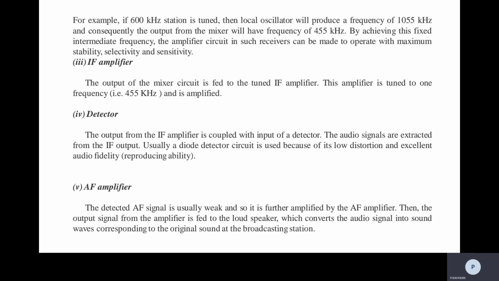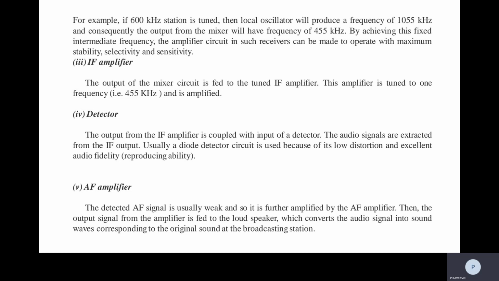Next we have a detector block. The output from the IF amplifier is coupled with the input of a detector. The audio signals are extracted from the IF output. Usually a diode detector circuit is used because of its low distortion and excellent audio fidelity. As I said previously, the detector's work is detecting. It detects the audio signals from the IF output.